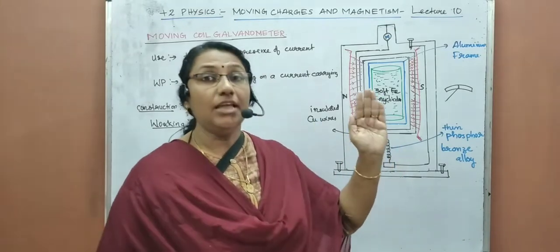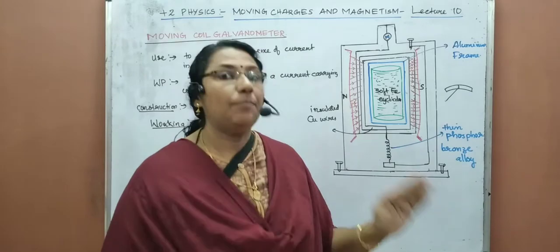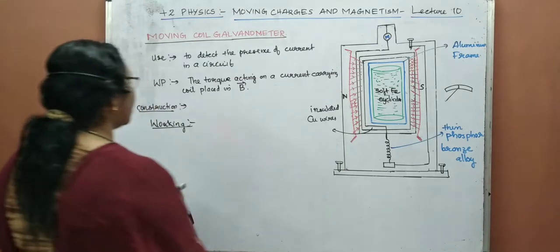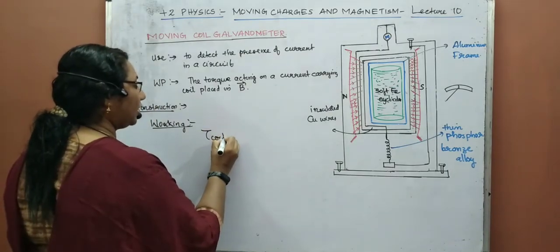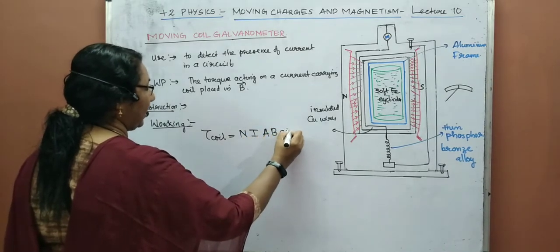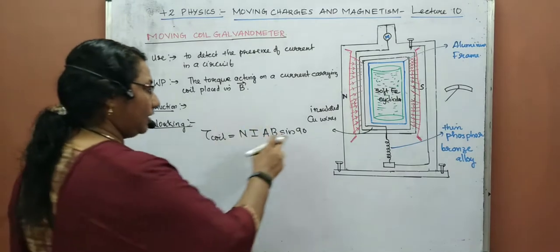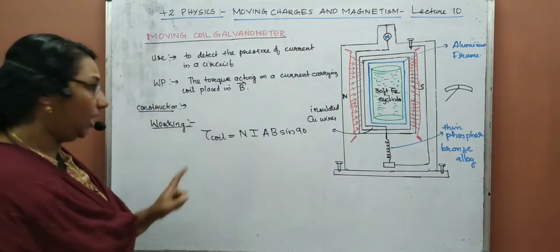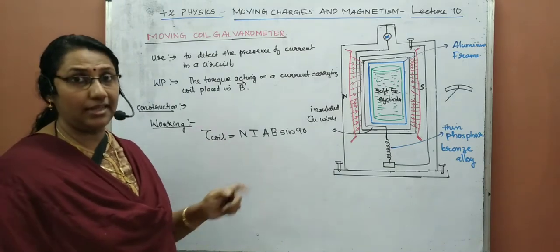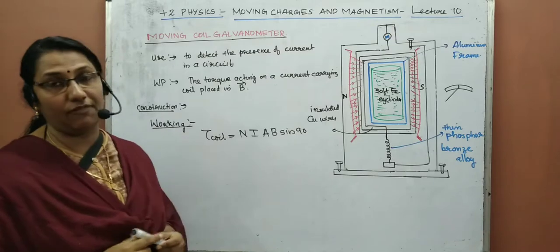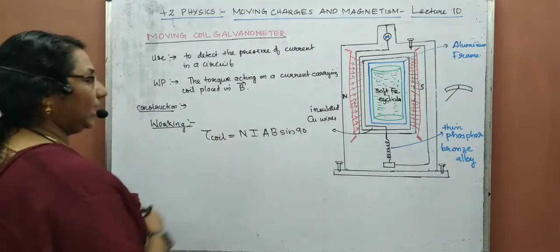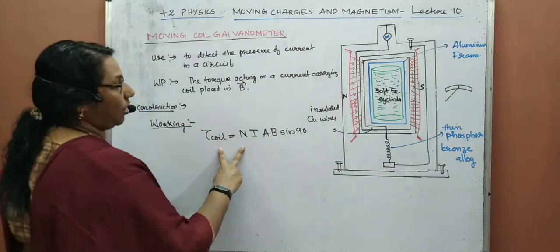What happens? The net force becomes zero, but a torque begins to act. So when the current passes through the coil, it produces a torque, and the torque in the coil becomes NIAB sin 90. In the previous class, we have discussed it in detail. So the torque in the coil is NIAB sin 90. N turns, I current, A is the area of the coil, and B is the magnetic field provided by the magnet. Sin 90 because current and field are always perpendicular here. Clear? So due to this torque, what happens?